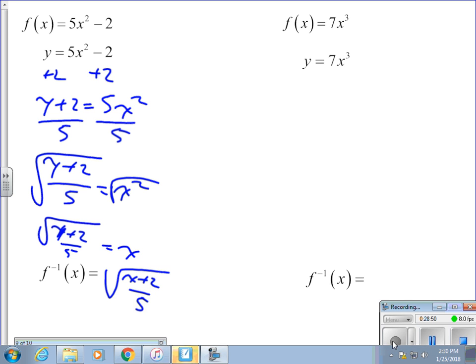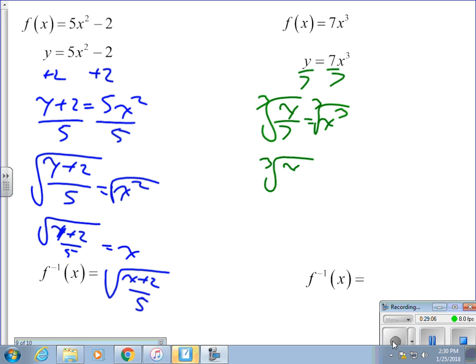And last but not least, this is actually pretty easy. First step, divide both sides by 7. Y over 7 equals x cubed. Cube root of y over 7 equals x. So my inverse function is the cube root of x over 7. Easy.